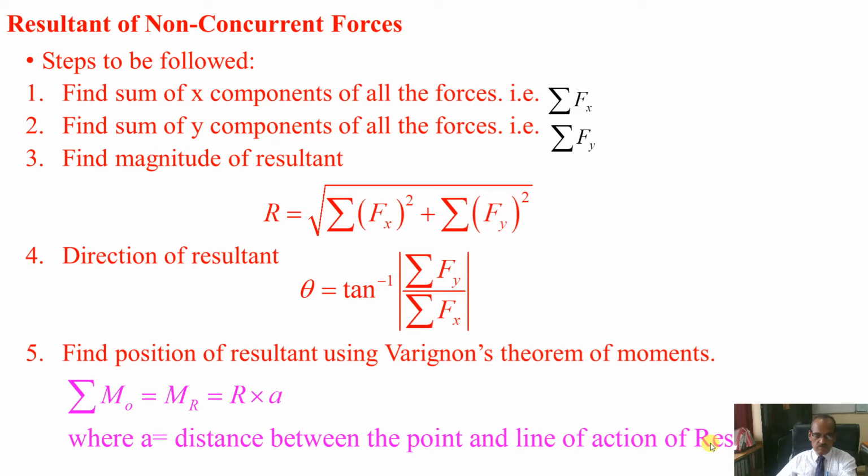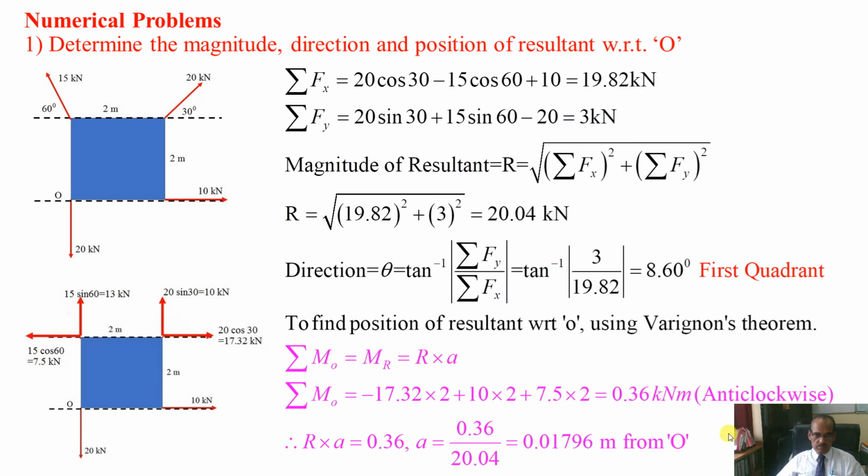Let us take a very simple example. Determine the magnitude and direction and the position of resultant with respect to O. So this is a plate, and on this plate this force 15 kilonewton is acting. Its inclination with horizontal is 60. Second is 20 kilonewton, inclination with horizontal is 30. Then 10 kilonewton acting to the right horizontally, and this 20 kilonewton at O acting vertically downwards. So this is the force system.